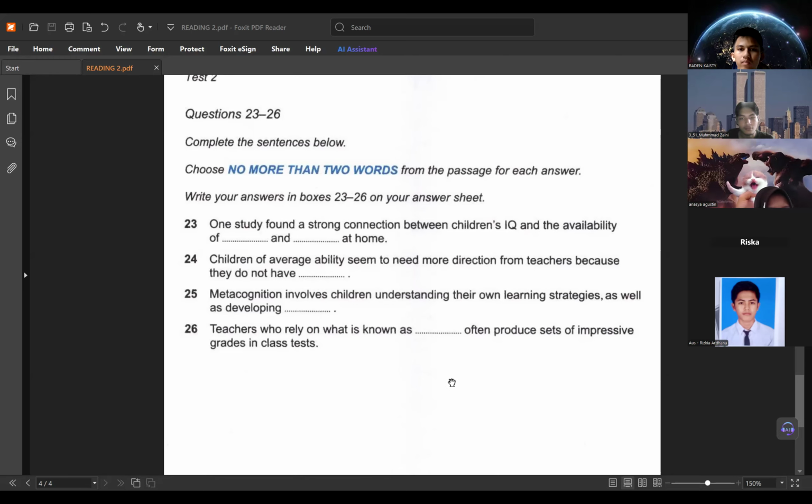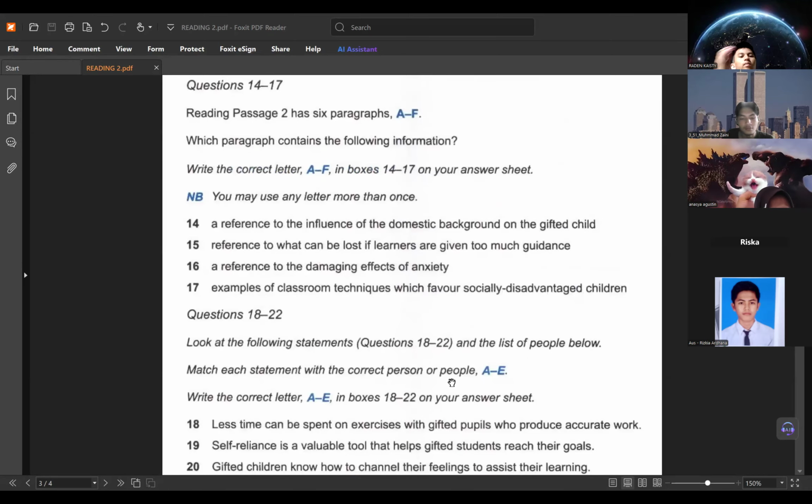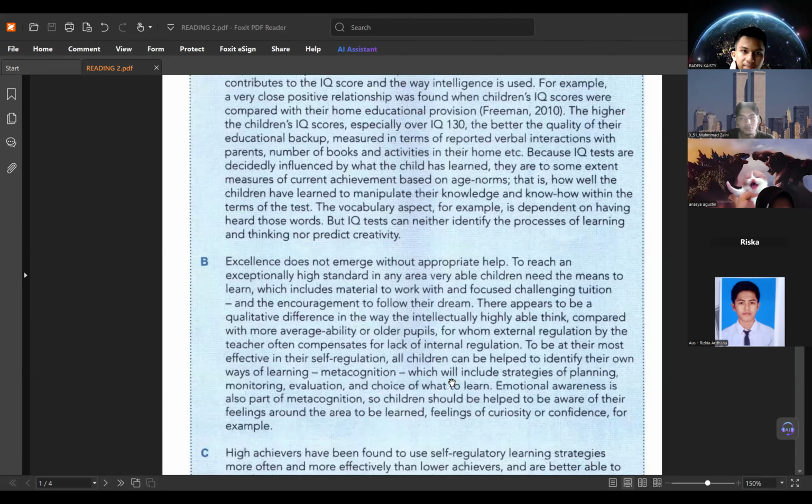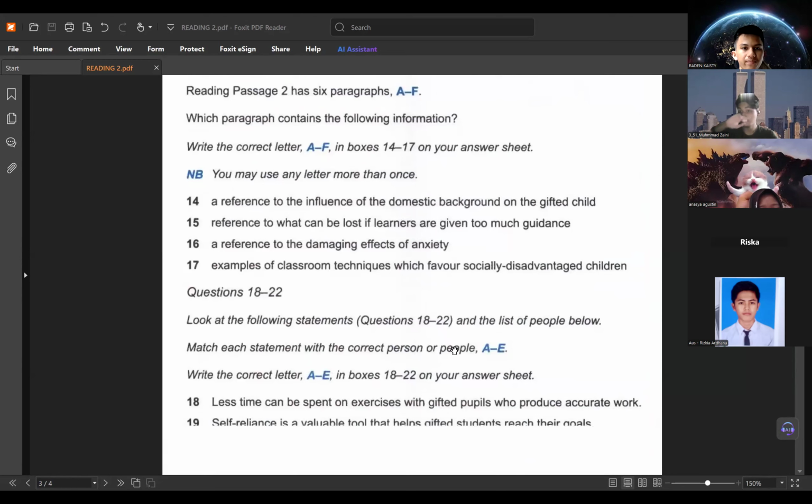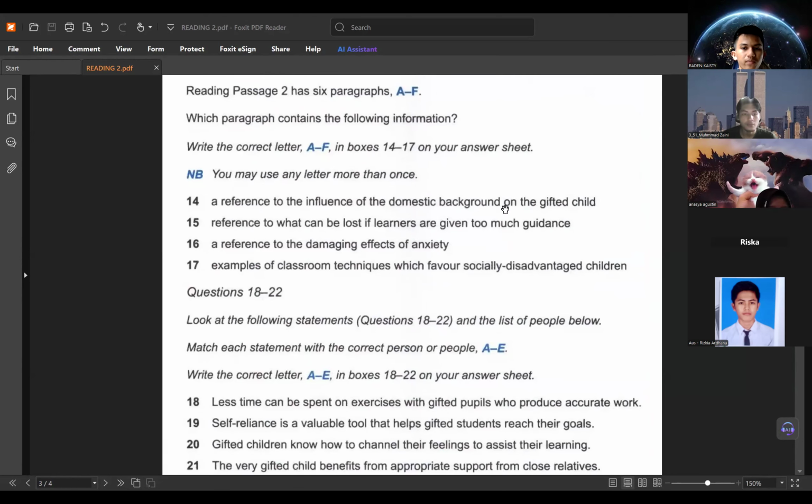That's the challenge. All right, well, let's find out if your answers are right or wrong, guys. Here we go. Let's start with number 14. A reference to the influence of domestic background to give the child. Who can translate that? What is the translation of that? Anybody can translate this? What does it mean? Pengaruh latar belakang rumah pada anak. Very good. A reference or referensi or penjelasan mengenai pengaruh latar belakang rumah pada anak yang berbakat.